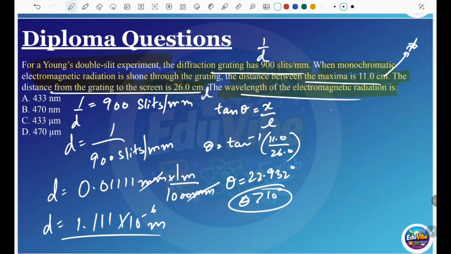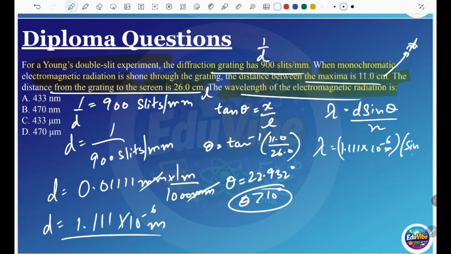So you have to use the same formula which we use for wavelength, not that small n approximation. You have all the things: d is 1.11 times 10 raised to minus 6 meters, divided by the sine of 22.9 degrees, divided by n. So n is not given. If it is not given, you take it as 1. So you solve this whole thing and you get about 4.329 times 10 raised to power minus 7 meters.